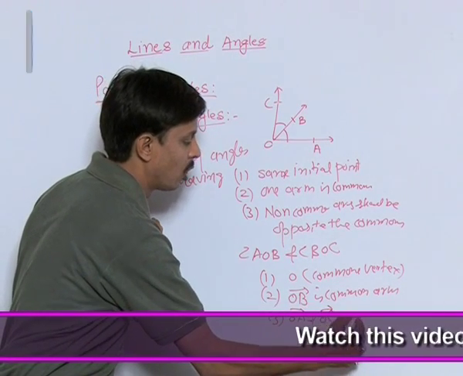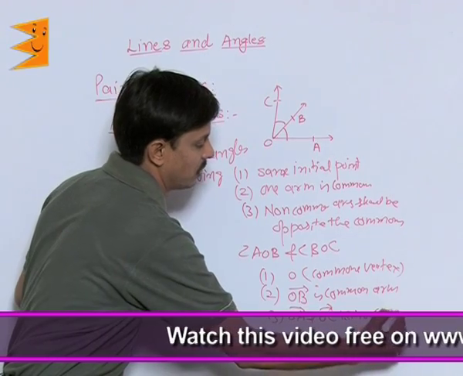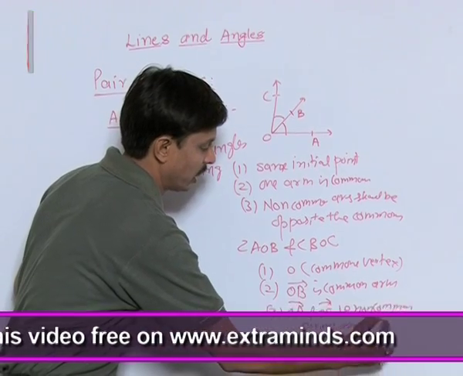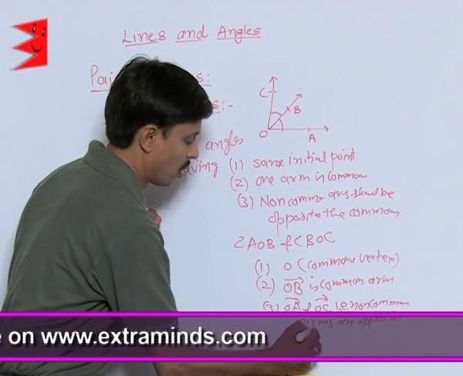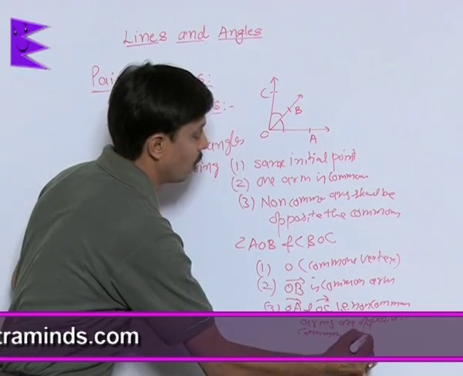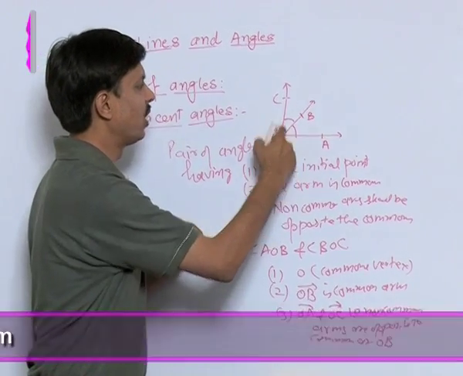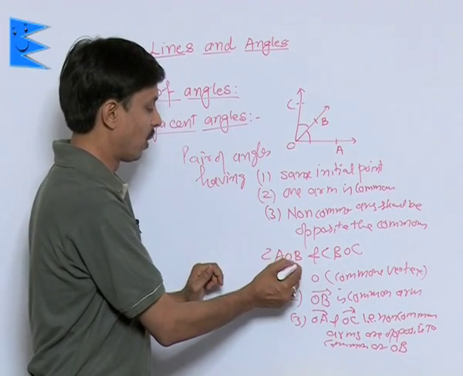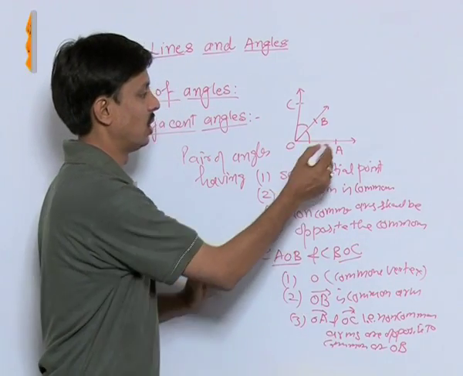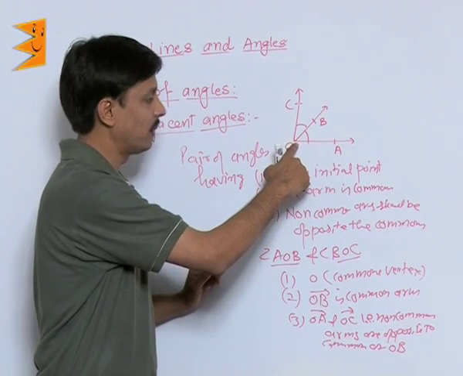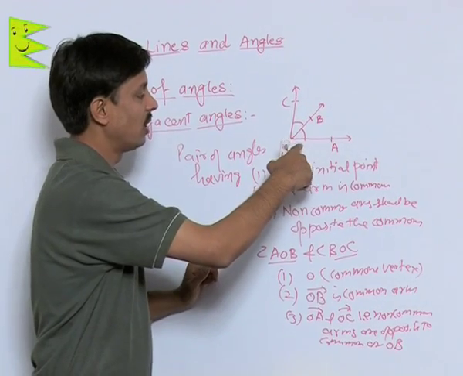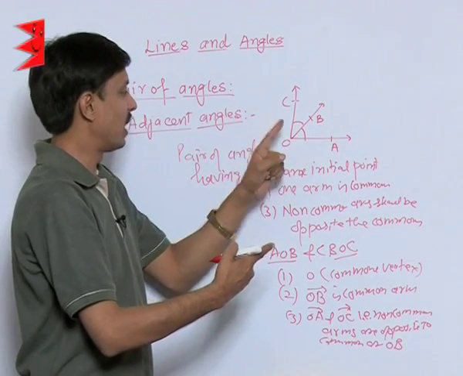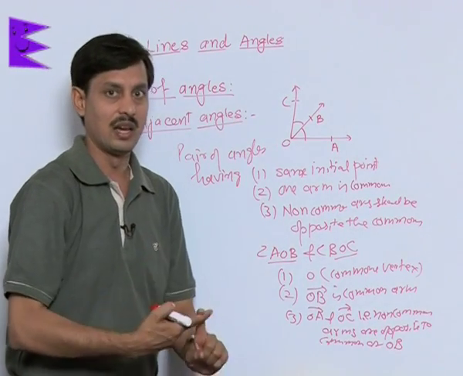that is, non-common arms are opposite to the common arm OB. OA and OC are on the opposite sides of the common arm. So I can say the pair of angles AOB and BOC have the same initial point, have one arm OB common, but non-common arms OA and OC are opposite to each other. That's why this is the pair of adjacent angles.